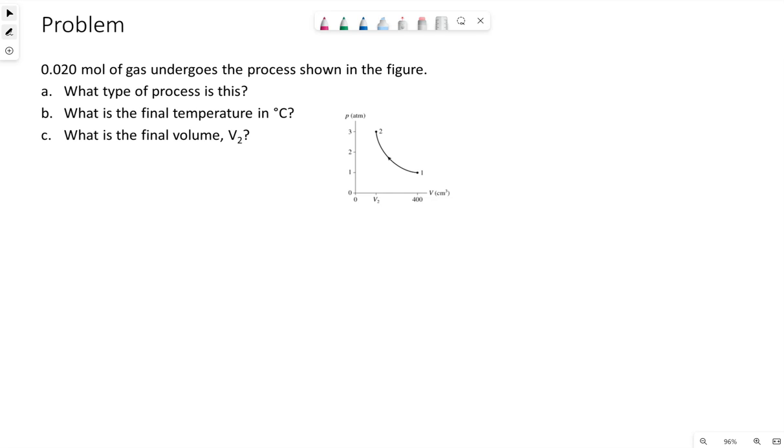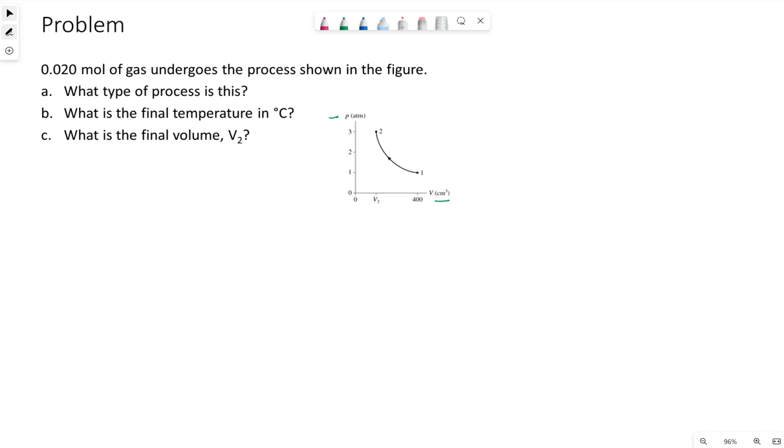Another example problem. 0.02 moles of gas undergoes the process shown in the figure. So this is a PV diagram, as we've mentioned. Pressure is on the vertical axis, volume is on the horizontal axis. What type of process is this? What is the final temperature in degrees Celsius? What is the final volume, V2?